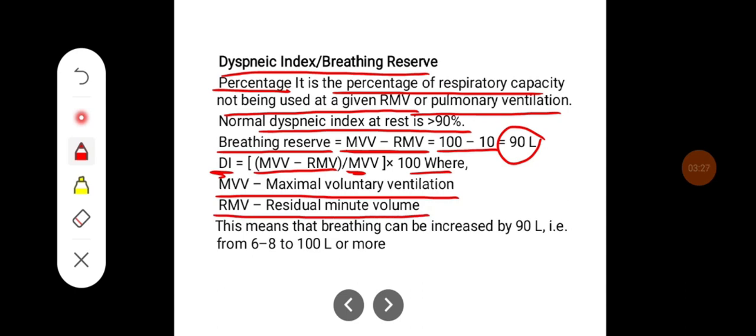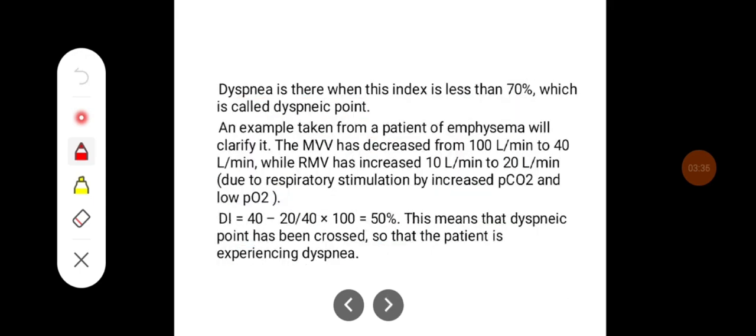This means that breathing can be increased by 90 liters, that is, from 6 to 8 liters to 100 liters or more. Dyspnea occurs when the index is less than 70%, which is called the dyspneic point.